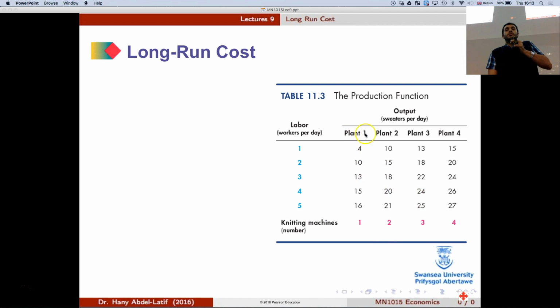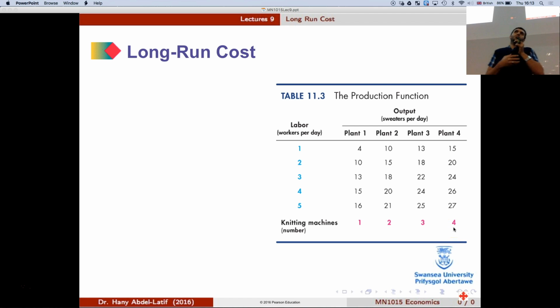These columns here tell you how many machines we have. So these are the knitting machines. So that's the number. So plant 1 has 1 machine. Plant 2 has 2 machines. Plant 3 has 3 machines. Plant 4 has 4 machines.